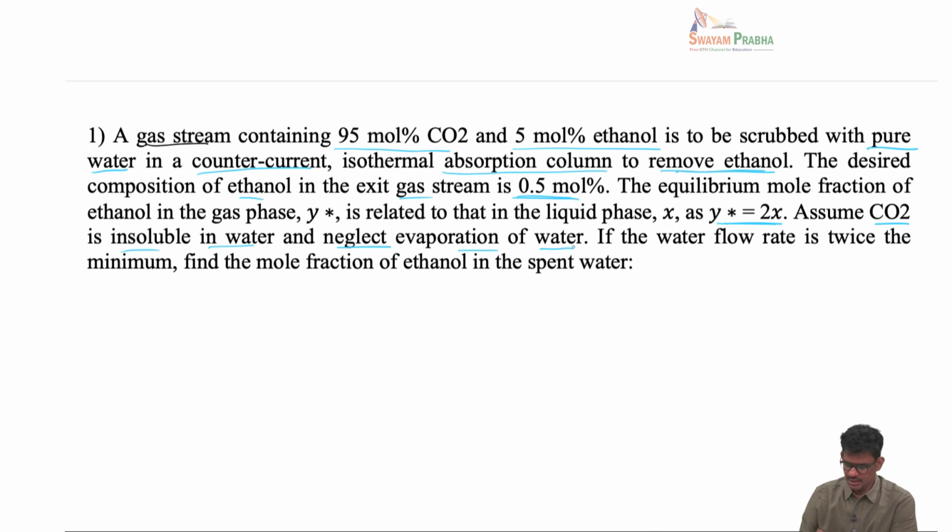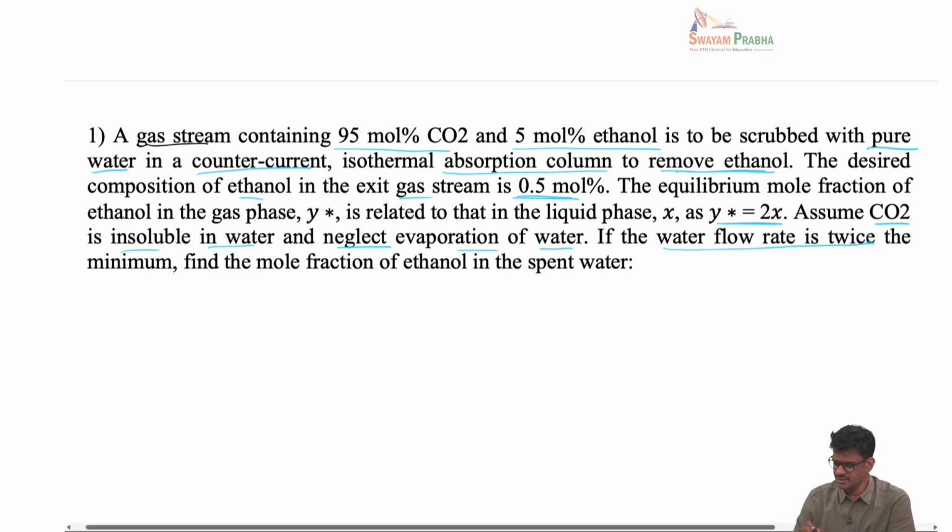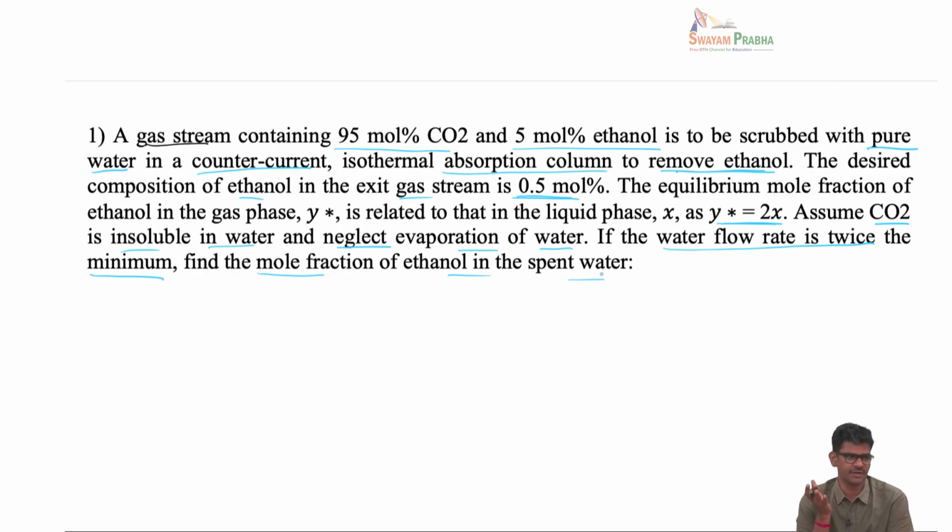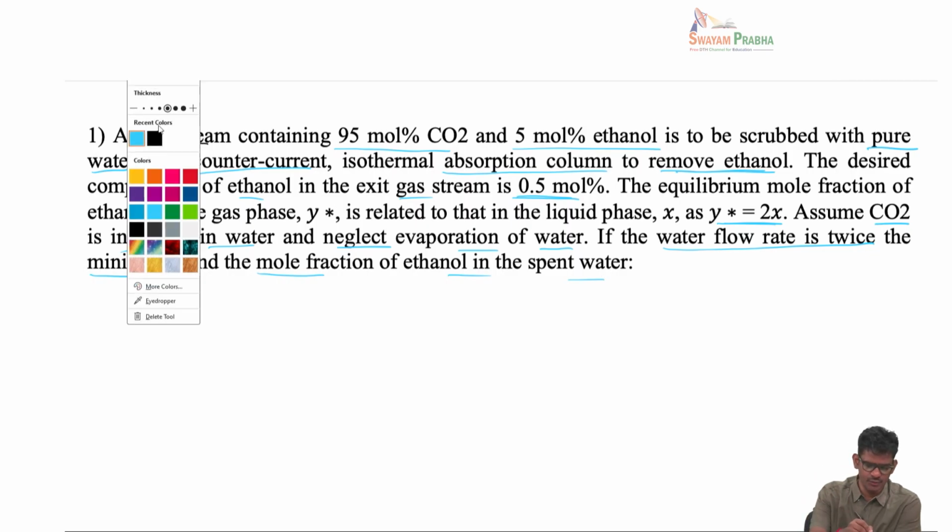All right, and then what is mentioned here is the water flow rate is twice the minimum. Find the mole fraction of ethanol in the spent water. So this means we have to first find the minimum water flow rate and then take twice of that. For that flow rate of water, what would be the exit composition for the water phase? That's what we want to find out. Again, we will do a simple diagrammatic representation of this problem.